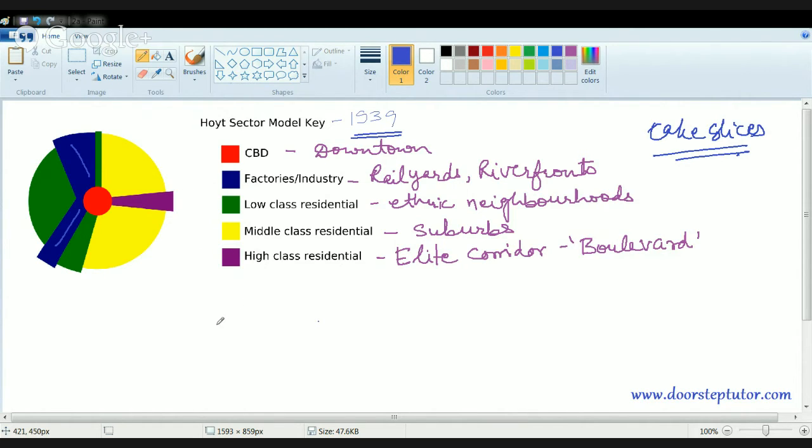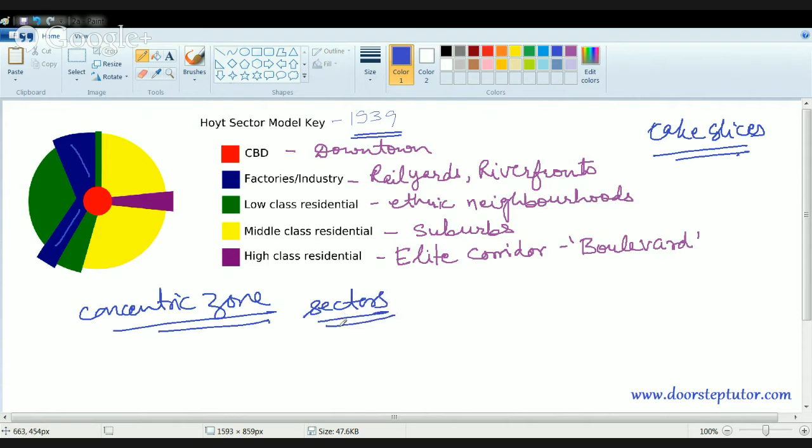The main essence of this theory is that it is a modification of the concentric zone theory. Since it is a modification of the concentric zone theory, it considers growth in sectors rather than a continuous growth like the concentric zone theory. Then it also talks about movement that is going outwards. So you have a high class residential that is directly moving out from the CBD. So you have the elite corridor or the boulevard region.